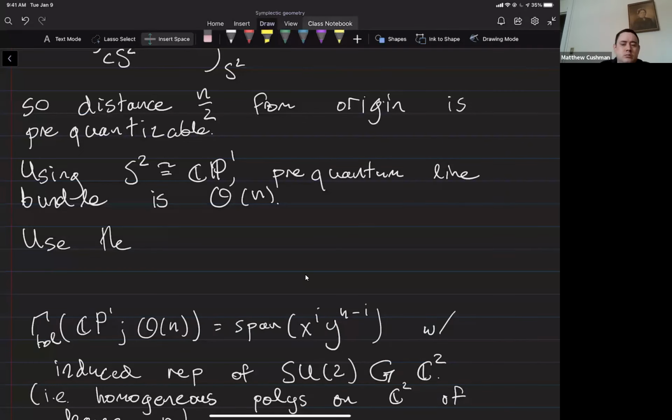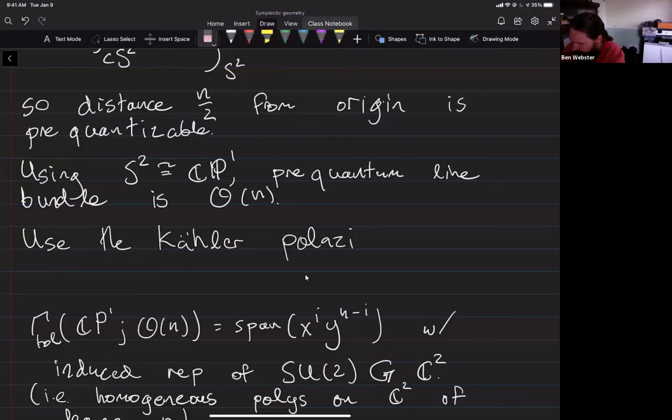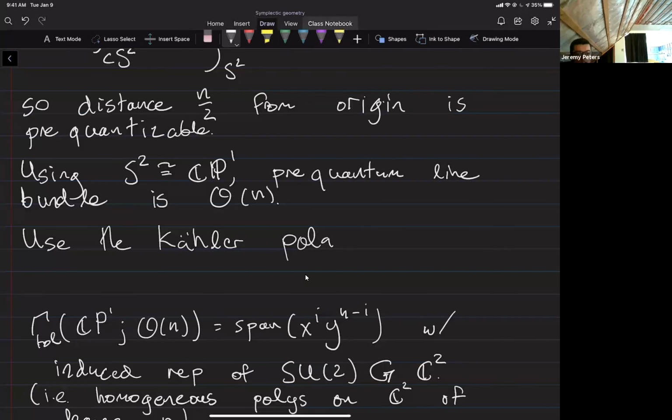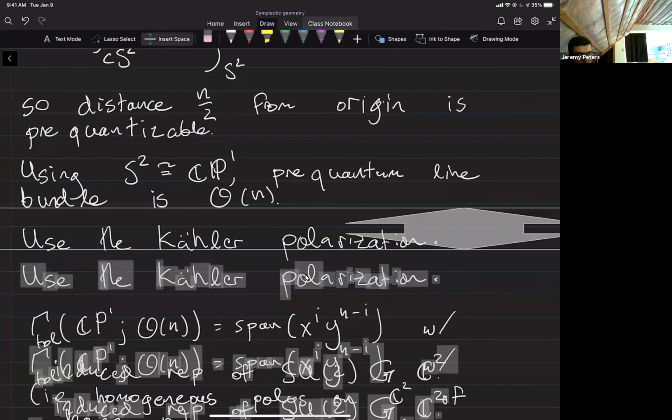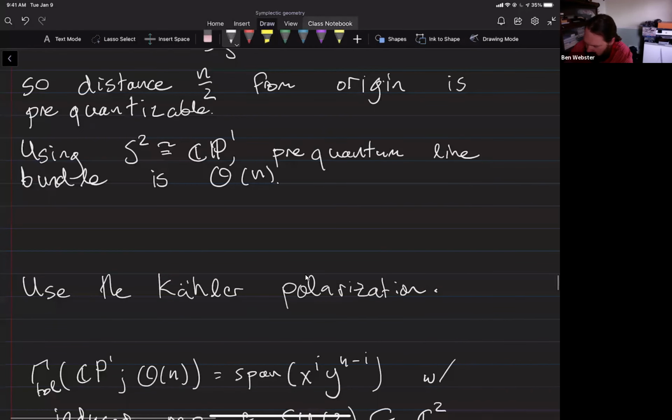Let me actually finish the sentence. So for the Kähler polarization, is O of minus n dual to O of n? Yes. Okay, thanks. So O of n, this is the complex line bundle.